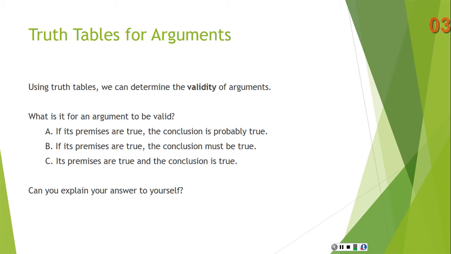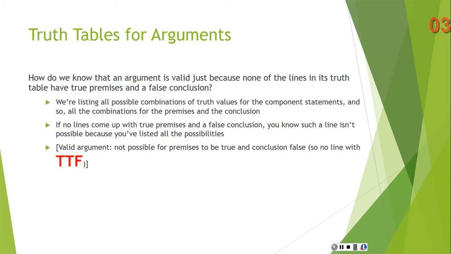All men are mortal. Socrates is a man. Therefore, Socrates is mortal. If all men are mortal, if that's true, if Socrates is a man, if that's true, then the conclusion must follow that Socrates is mortal. That's a deductively valid argument. Now let's do a truth table for an argument to try to determine whether it's valid or invalid.